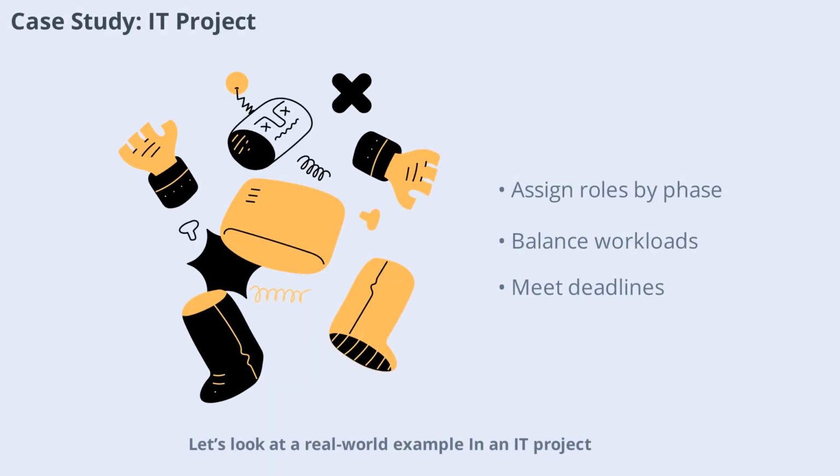In an IT project, resource allocation involved assigning developers, testers, and designers to different phases. By using a resource allocation matrix and regular check-ins, the project manager balanced workloads and met tight deadlines. This case highlights the importance of planning and flexibility in resource allocation.